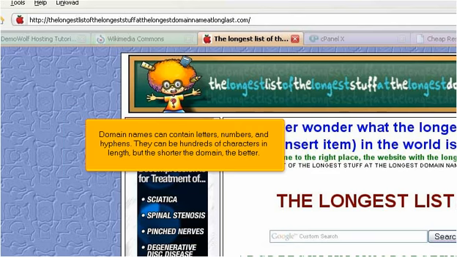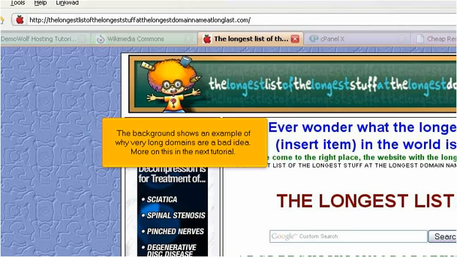Domain names can contain letters, numbers, and hyphens. They can be hundreds of characters in length, but the shorter the domain, the better. The background shows an example of why very long domains are a bad idea. More on this in the next tutorial.